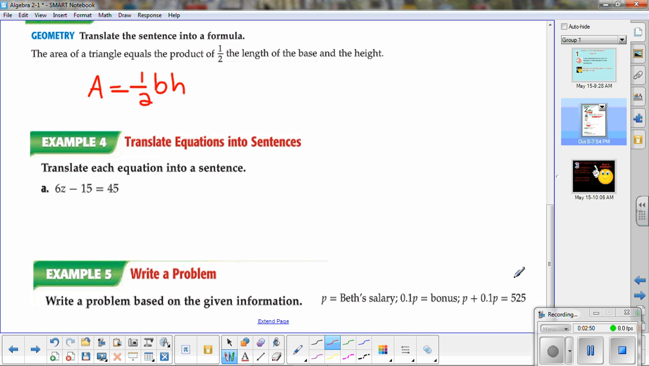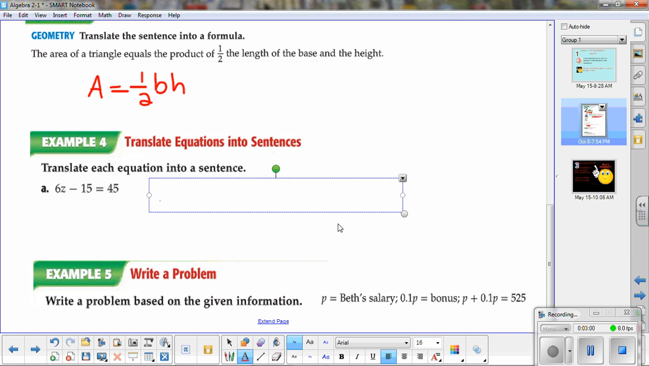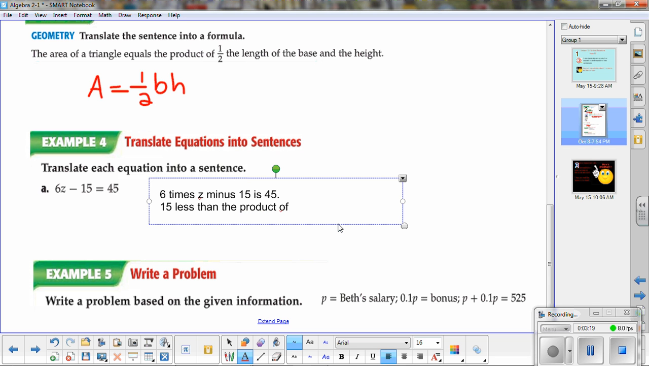In example 4, we're going to translate equations into sentences. There's more than one way to write a sentence for this equation. One simple way is to just say 6 times z minus 15 is 45. Another way to write a sentence for that same equation would be to say 15 less than the product of 6 and z is 45.